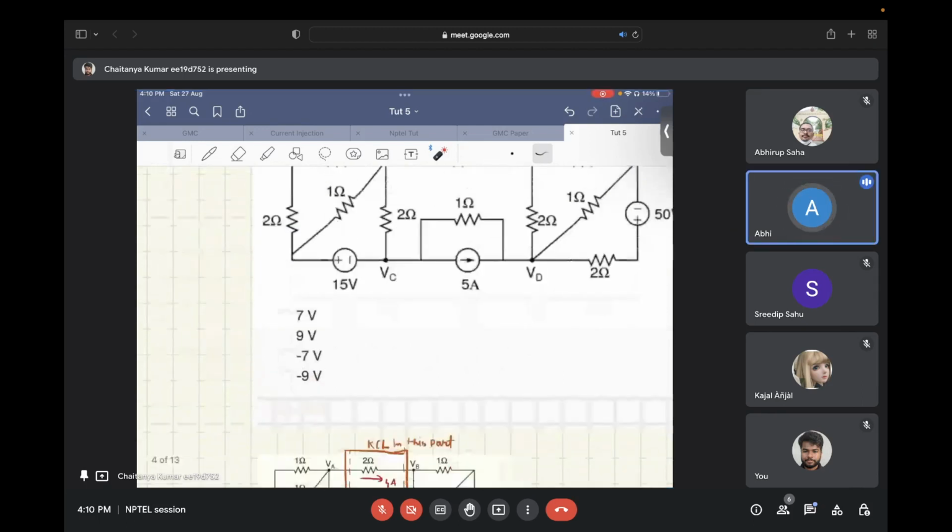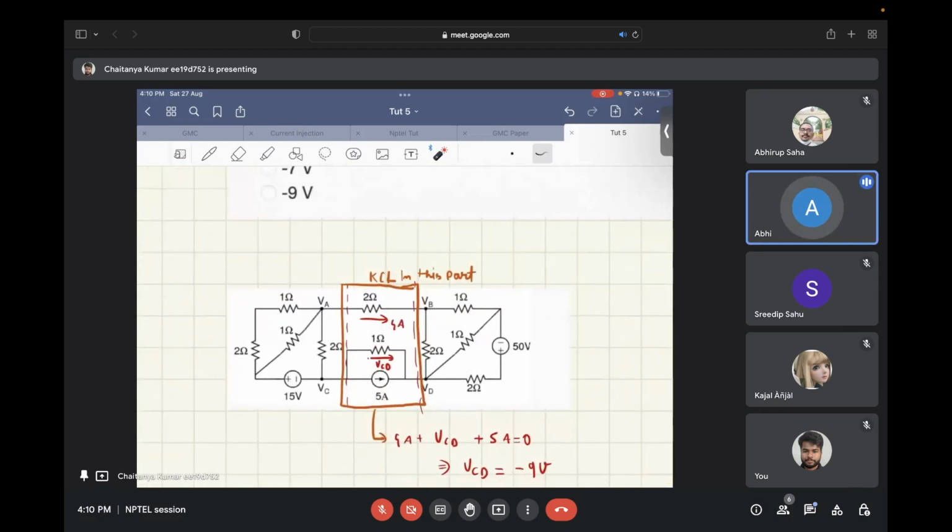Sir, how can we think in this way? Suppose we are asked in this question VC minus VD. How can we think in this way that this is the solution? This may be the solution.